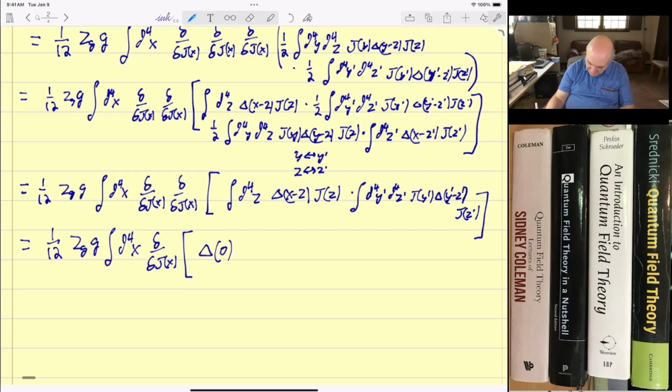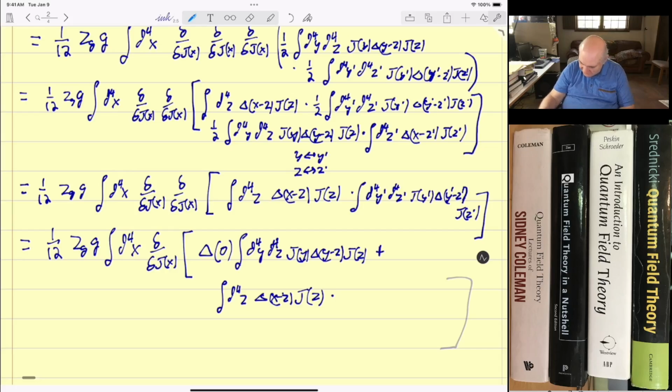times. Now I'm going to change the primes back, so I'm done with the prime variables here. The integral of d4y d4z jy del y minus z jz plus, now I have to do the second term, so I have plus the integral of d4z del x minus z, this is the first term above, jz times.